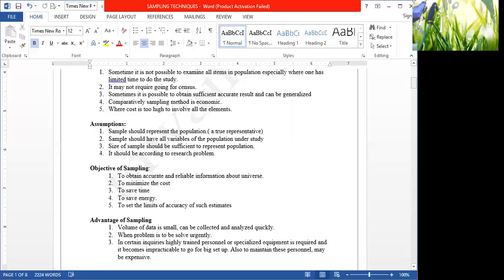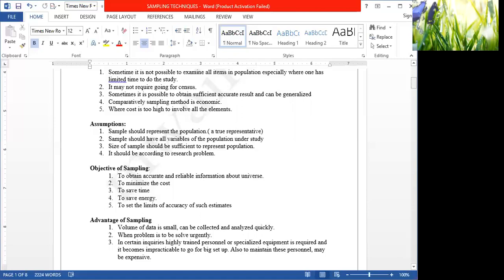Have a sufficient sample size. If, let's say, the population is large, then you also need to go for a larger sample size, so that it will help you to cover as many characteristics depicted by that particular population as possible. But on the other hand, if the population size is small, then a small sample size would also be sufficient enough for you to carry out your study.